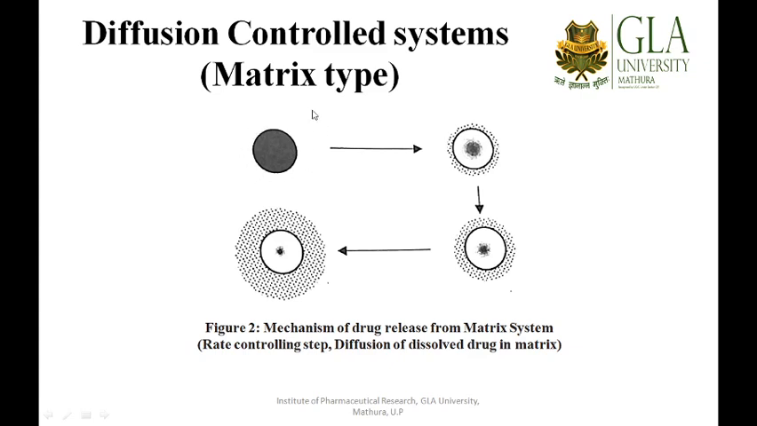No extra layer of polymer is there surrounding the core, but eventually what we have done, we have admixed the drug with the polymer. Now what happens when it comes into contact with the GI fluids, slowly the amount of drug present in the core is releasing out, and you can see as the time is passing, the drug inside the core is getting depleted, and slowly the amount of drug releasing out is increasing. So the rate controlling step in this particular phenomenon is diffusion of dissolved drug in matrix.